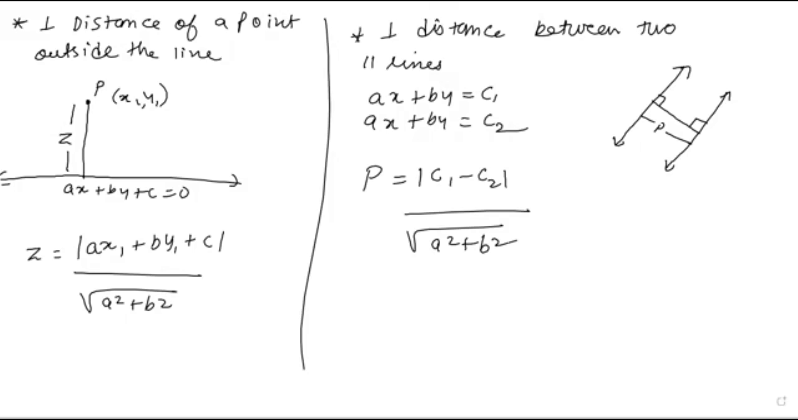So these are the formulas of finding the perpendicular distance. Be careful. So this is the perpendicular distance of a point outside the line, which is mod a x1 plus b y1 plus c upon square root a square plus b square. Whereas this is the perpendicular distance between two parallel lines.